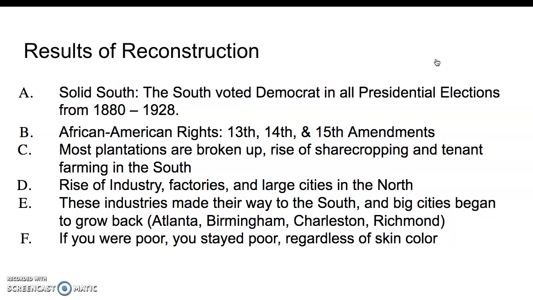You can see the growth of industry and factories in larger cities in the North, New York, Boston, Philadelphia. These industries are going to eventually make their way to the South, and big cities begin to grow back. Places like Atlanta, Birmingham, Charleston, Richmond. Pretty much, if you were poor, you stayed poor, regardless of your skin color.